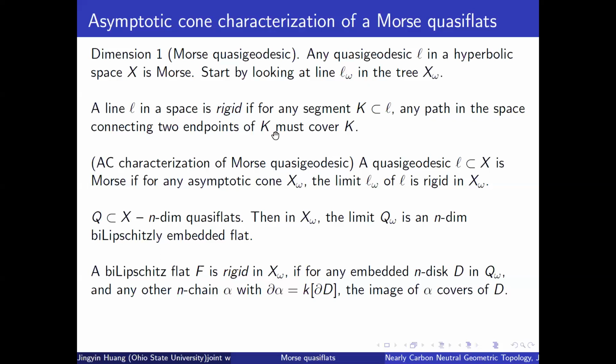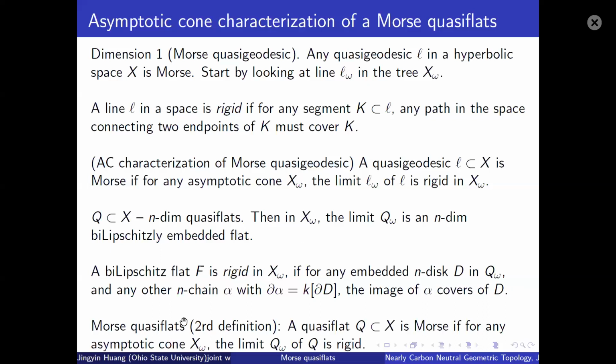And then, so now in the one-dimensional case, we say this path covers K, and then in the high-dimensional case, we say the image of this chain covers D. So this is the definition of rigidity in the high-dimensional case. And now we can basically imitate this definition of asymptotic characterization of Morse quasiflats, and then we can give our second definition of Morse quasiflats. So we say a quasiflat is Morse if for any asymptotic cone, the limit of this quasiflat is rigid. So this is the second characterization.